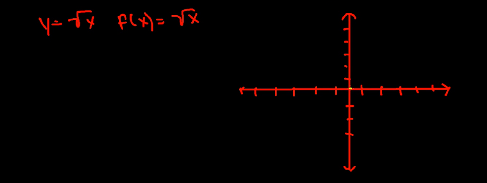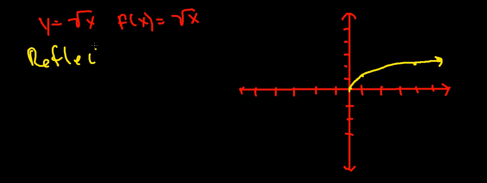So if we put in 0, we get 0. If we put in 1, we get the square root of 1, which is 1. And if we put in 4, we get the square root of 4, which is 2. That's here. This is what the graph looks like. And in this section, we're going to talk about reflection about the x-axis and about the y-axis. So let's start with the x-axis.